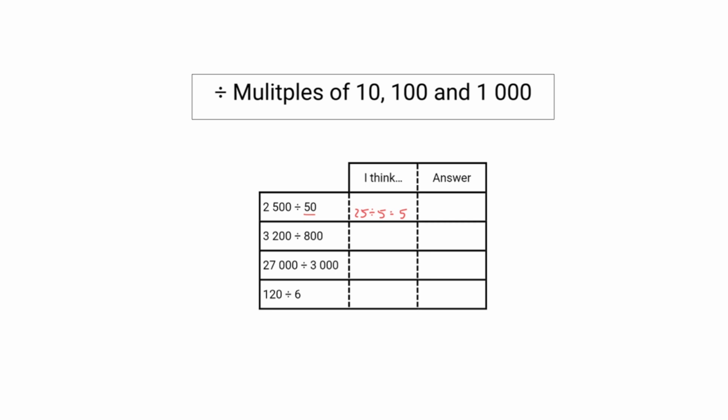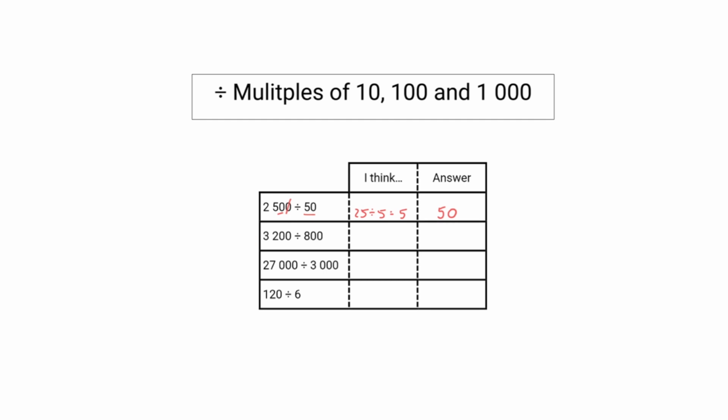So if we look at this one, the 50, because it's got 1 zero, we'll cancel 1 zero off our original number, which leaves 1 zero. So we add that zero to our answer. So 2,500 divided by 50 is 50. Let's look at the next one.